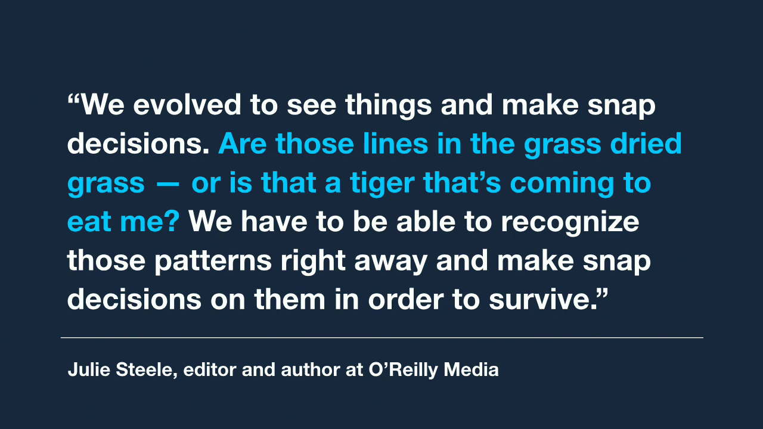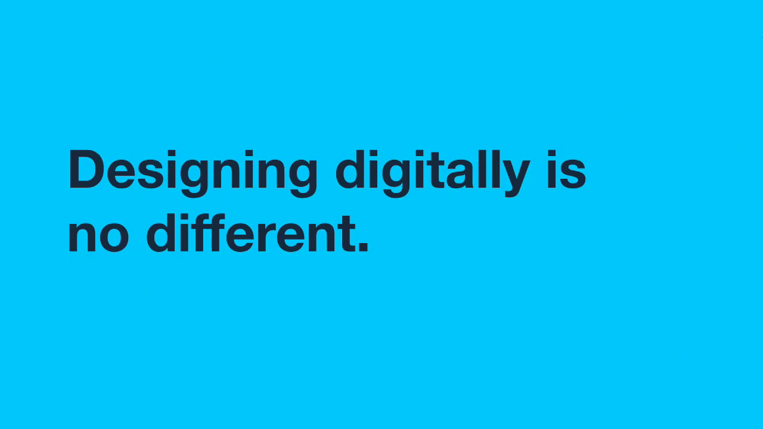Julie Steele, who is an expert and writer at O'Reilly Books that talks about visualization, says that we've evolved this way to see things and make snap decisions. It's a survival tactic. So we make a lot of assumptions based on a combination of instinct and past experiences without being fully consciously aware of why. It just looks that way or it feels that way.